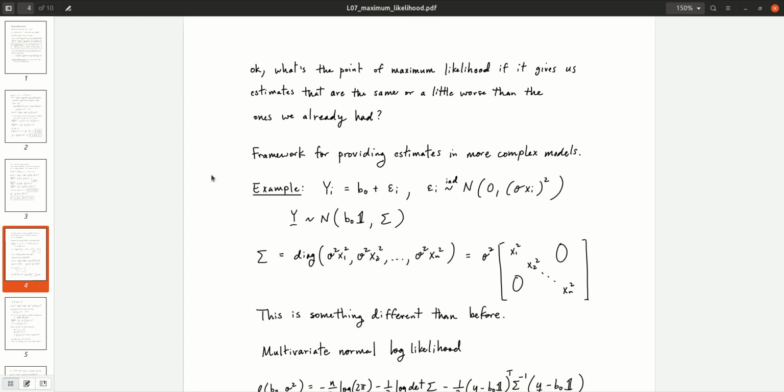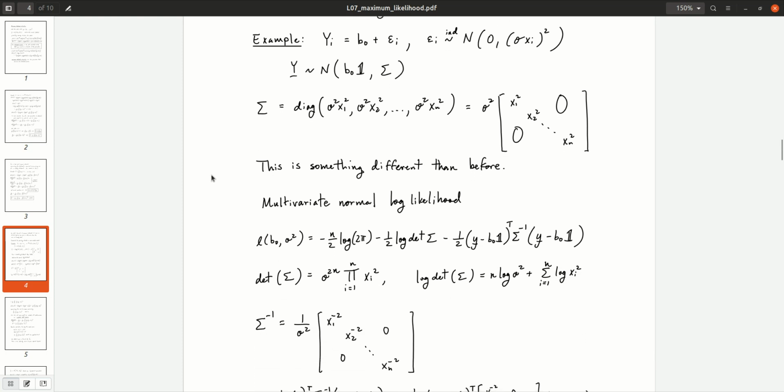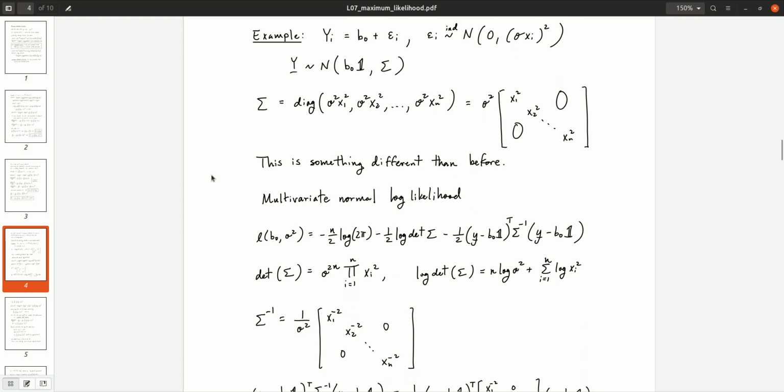So let's look at one really simple example that's a minor twist on what we've seen before. And we'll see that maximum likelihood gives us an answer, and it's a reasonable answer. So here's the model. yi is b0 plus epsilon i. That's just a linear model with intercept. But we're going to make a change to our assumption about the error terms. They're still going to be independent with mean 0. But the variance is going to be sigma squared times xi squared, where xi is some numeric covariate.